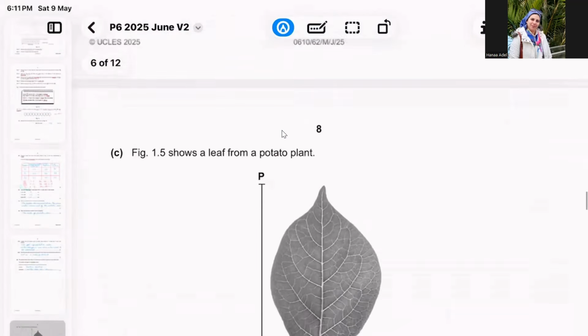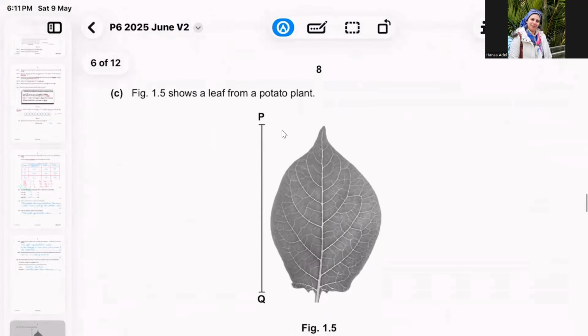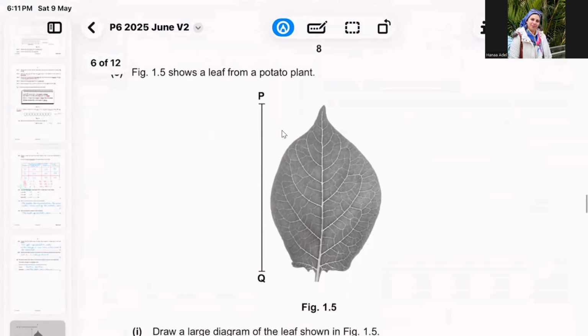Next question in front of you, a leaf from a potato plant. I prefer, honestly, all the leaves to be drawn this easily. So we have a technique: you have to make an analysis of the leaf. Start with the midrib, we can find it in the middle. It is better to start with an easy point to be sure that your length is correct.